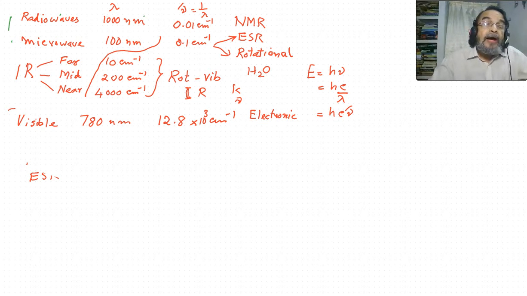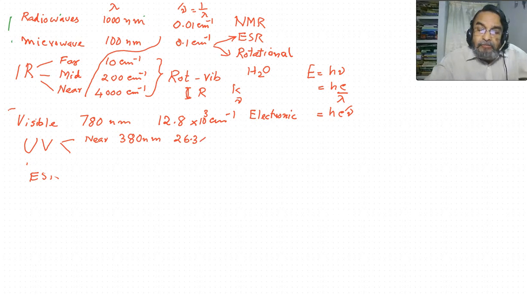Next comes the ultraviolet spectra, UV spectra. UV spectra is also divided into two. They are the near UV, near ultraviolet, that is of the order of 380 nanometer. 380 nanometer is equal to 26.3 times 10 raised to 3 inverse centimeter. Because we require the 10 raised to 3 factor, instead of 2.63 times 10 raised to 4 inverse centimeter, I am writing 26.3 times 10 raised to 3 inverse centimeter.